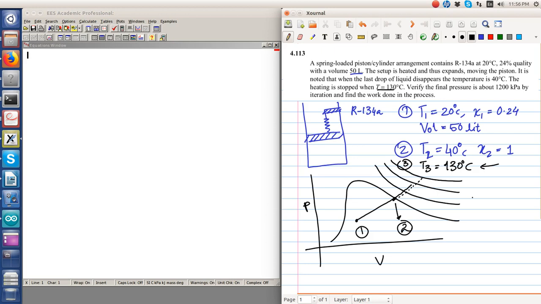isotherms, so these are the different isotherms. So let us say this is at T equal to 120 degrees Celsius, T equal to 130 degrees Celsius, and T equal to 140 degrees Celsius. So these are the different isotherms. So it is clear that where this particular process line intersects the required isotherm, that is the point of solution. So this is the required solution. So this is state 3.